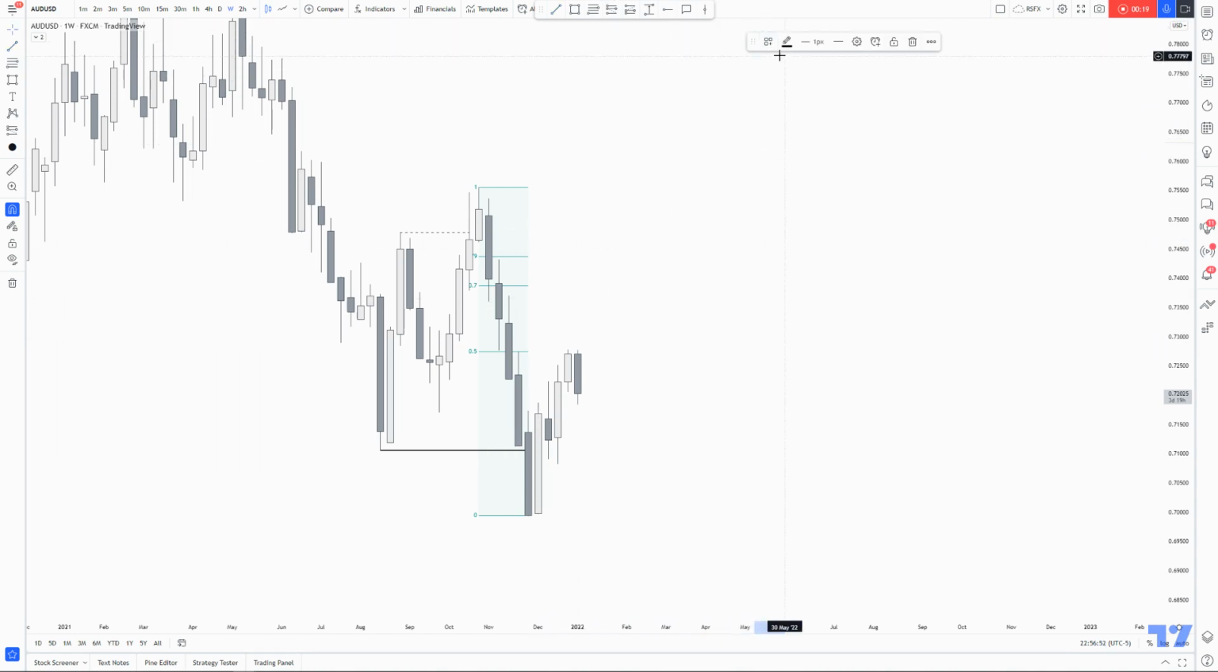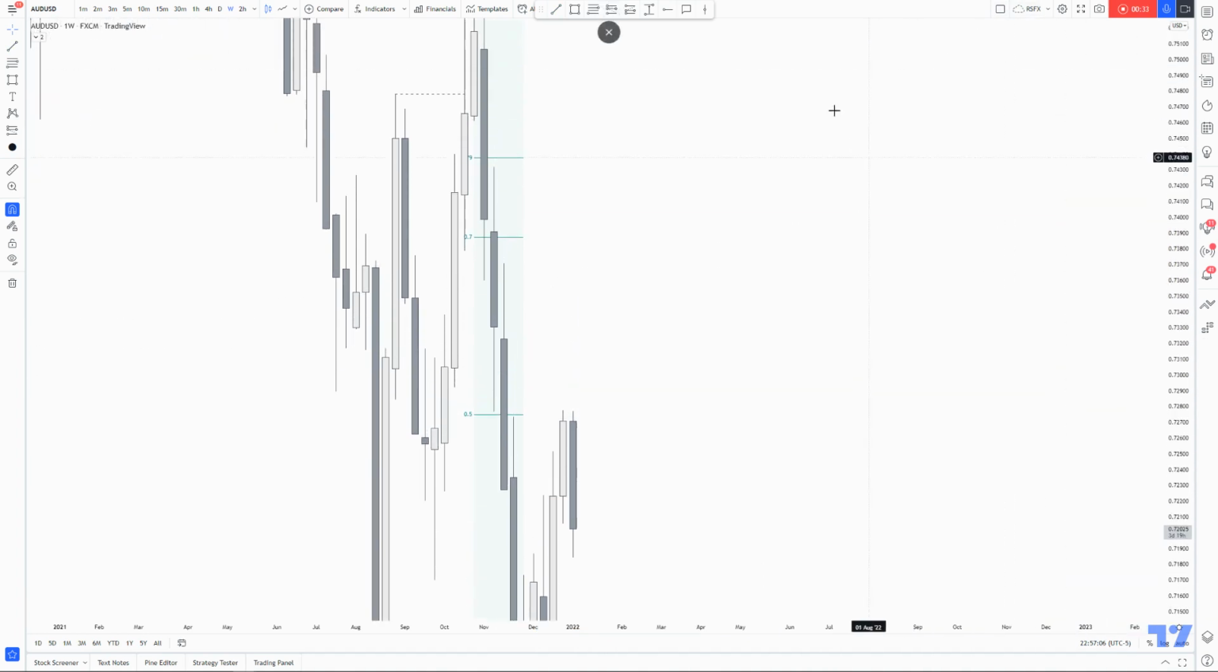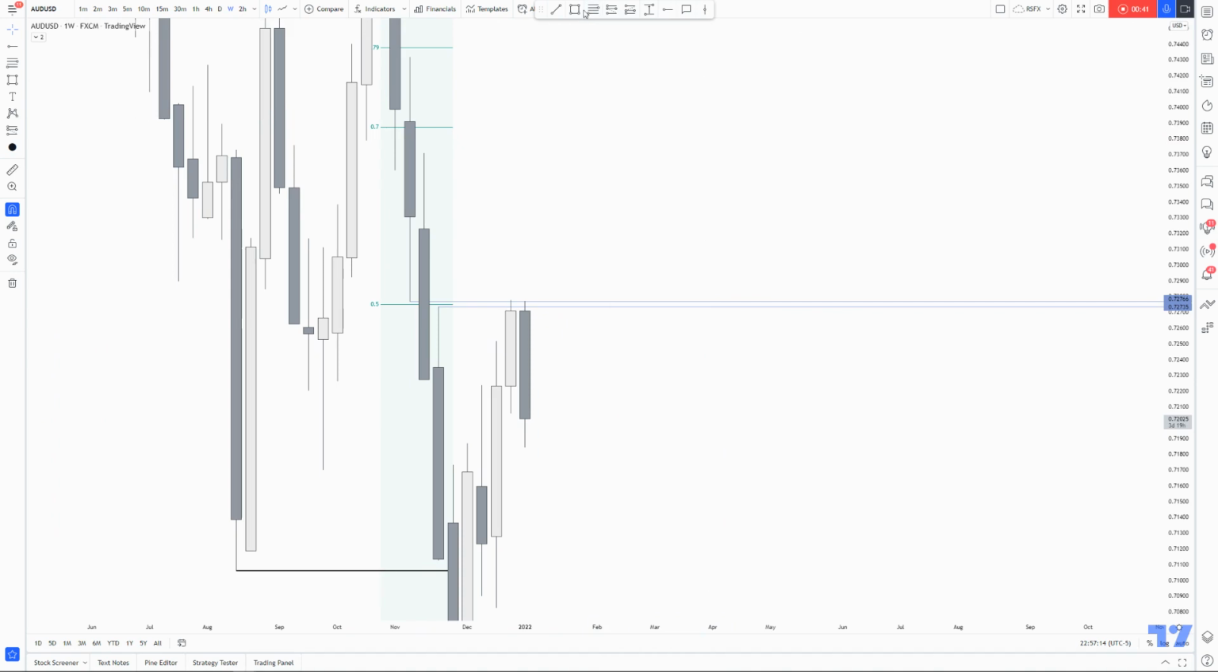Let's see. So right here, we actually mitigated 50% and filled the little imbalance right here. I don't know if you're able to see it. I'm gonna set maybe to erase for you to see. That high was an inducement that was taken. Check it out. See that? See how this high wasn't respected.